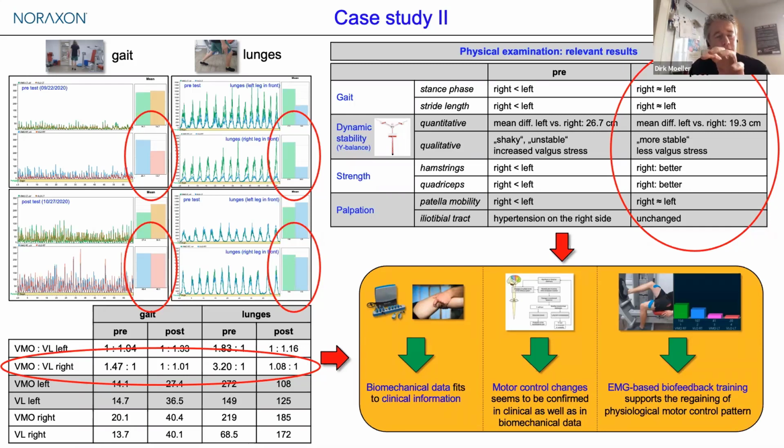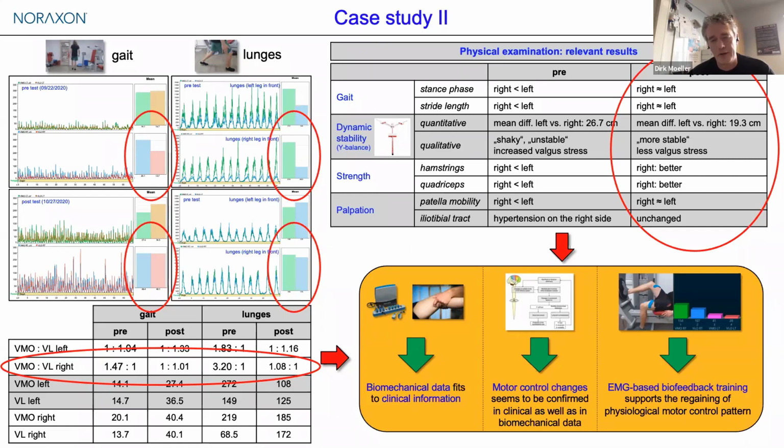So if you bring both together, we see that the biomechanical data fits the clinical information. It's very interesting. So we have the possibility that we can quantify the physical examination data. Just maybe if you look at the gait, stance phase, or change, we have the possibility to quantify that. Or the motor control changes seem to be confirmed in clinical as well as in biomechanical data. So we see the patient moves better, he has more stable skills when he's standing on one leg. We see it in the physical examination, and this will also be confirmed in the EMG data.